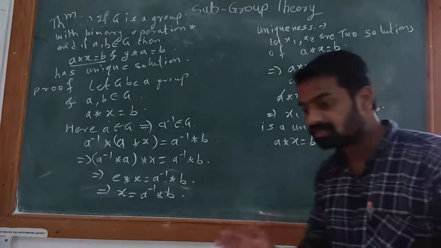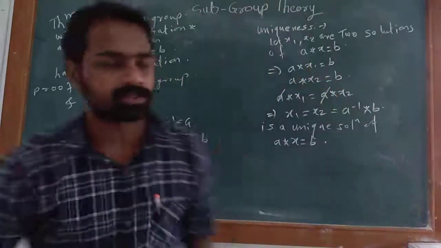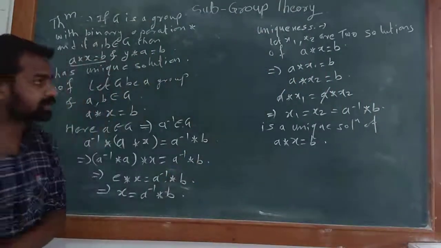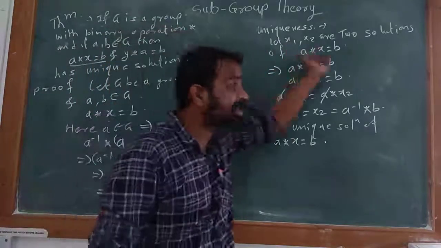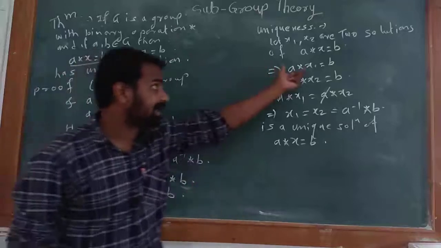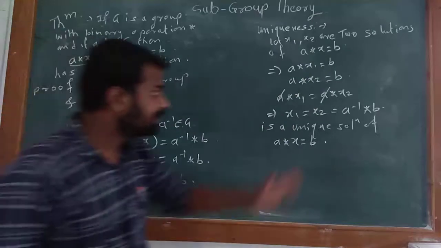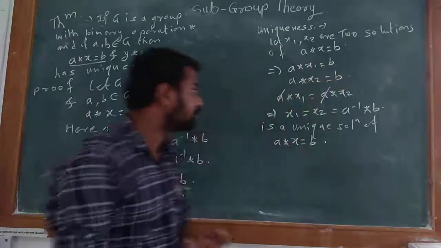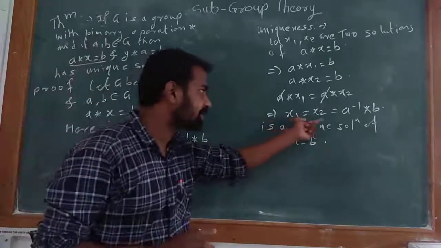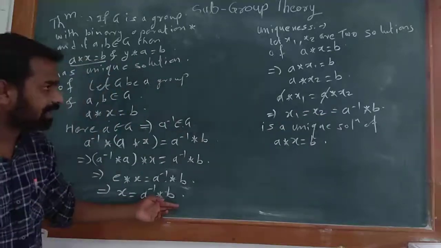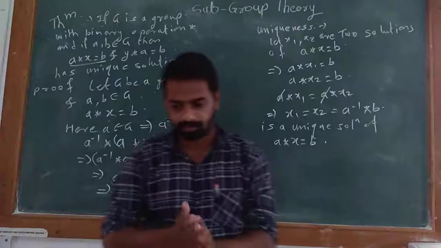Here we have to show that this solution is unique. So let x1, x2 be two solutions of A star x is equal to B. Therefore, x1 and x2 both satisfy this equation. Therefore, A star x1 is equal to B and A star x2 is equal to B. Here the RHS is equal, therefore the LHS is also equal. Therefore, A star x1 is equal to A star x2. This implies x1 is equal to x2, which is equal to A inverse star B, is a unique solution of A star x is equal to B.